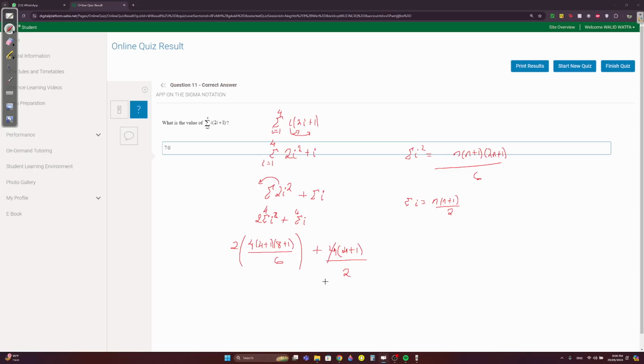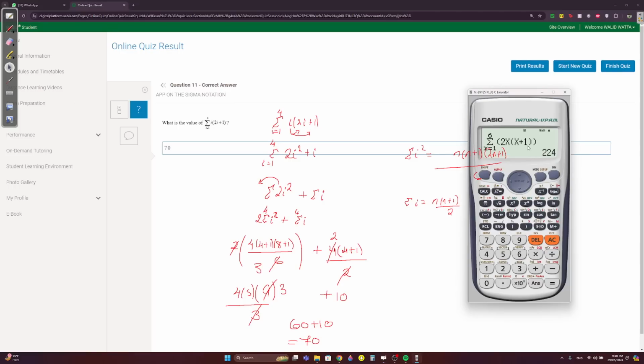We can solve this on paper. Cancel this with this, you get 2, 4 plus 1 is 5, so 5 times 2 is 10. Over here, you can cancel this with this, it becomes 3. 4 plus 1 is 5, 8 plus 1 is 9, and you have this 3 down, cancel 9 with 3 and you get 3. Then it's simple multiplication: 4 times 5 is 20, 20 times 3 is 60. 60 plus 10, you get 70.